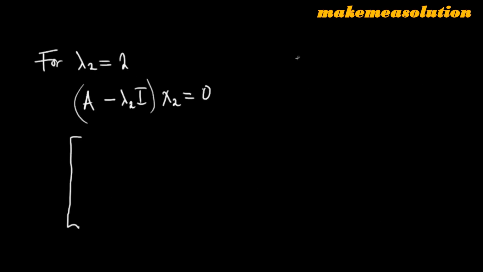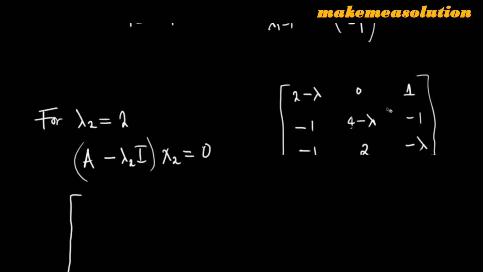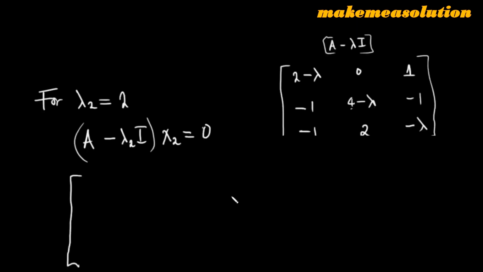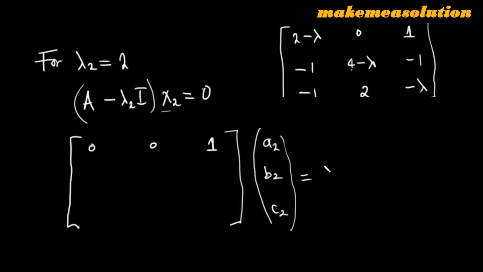I'm going to place it by the side here. This is our reference matrix, our A minus lambda I. We are going to be subtracting 2 anywhere we see lambda. So for this first place, we get 2 minus 2, which is 0. So you have 0, 0, 1. Then your x2 evaluates to a2, b2, and c2, just like we did in the first instance, and your 0 is a zero vector consisting of 0, 0, 0.